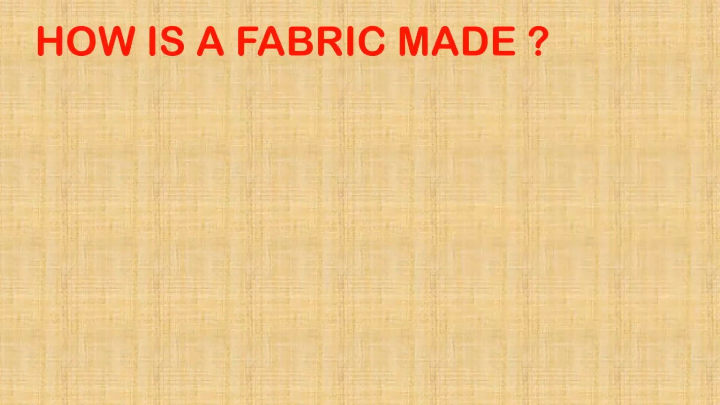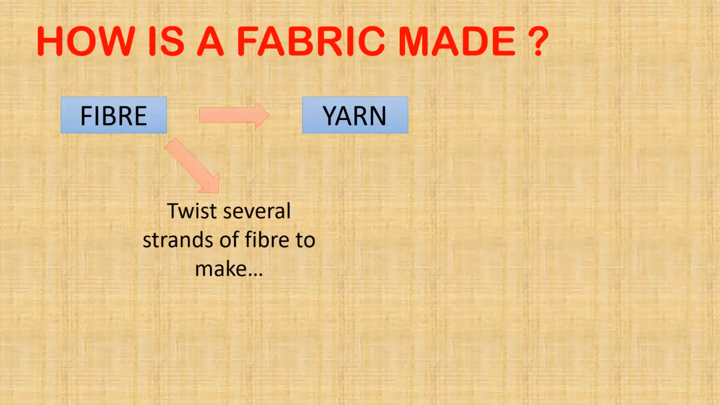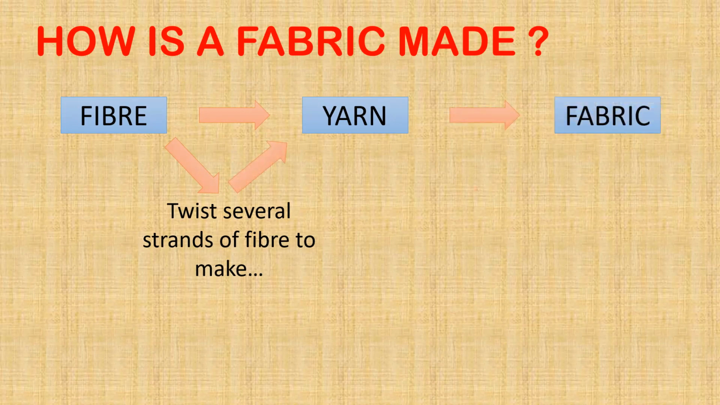How is a fabric made? First we have a fiber, then that fiber is converted into yarn. We twist several strands of fiber together to make a yarn. Then that yarn is finally converted into a fabric. Before, we twisted several strands of fiber to make yarn, and here we will twist several yarns to make a fabric. Now what are these processes known as?